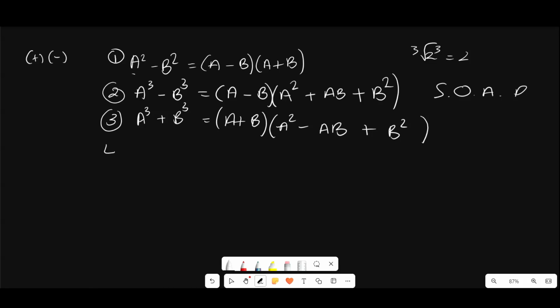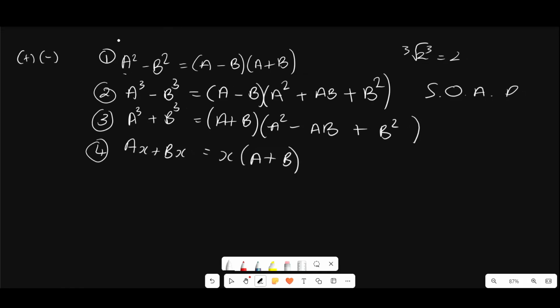And then number 4 is basically the common factor. Let's say I have ax plus bx. Well, this one, just take out the x outside, and then inside we'll have a plus b, right? As simple as that. So these are the four things that one should note, right? So by now I'm thinking that everyone is already on par with these. Everyone knows the difference of two squares, the sum and difference of cubes, and of course the common factor, right?